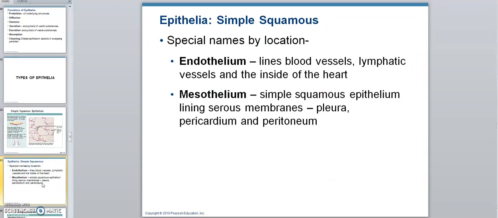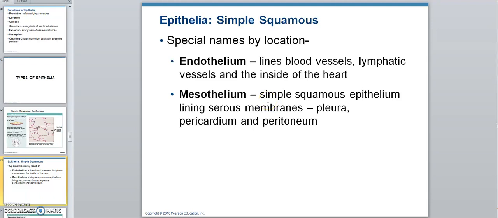Simple squamous can be in different areas. If it's lining the inside of a blood vessel, it'll be called endothelium. So in ANP2, we'll talk about that. If it's lining the serous membrane, it's called the mesothelium.